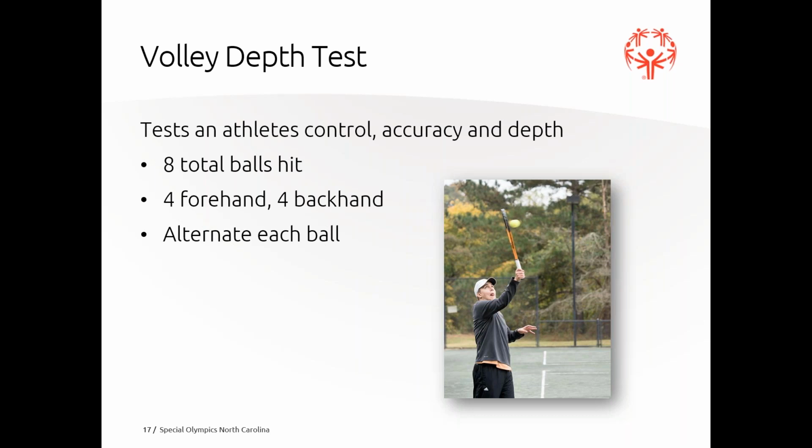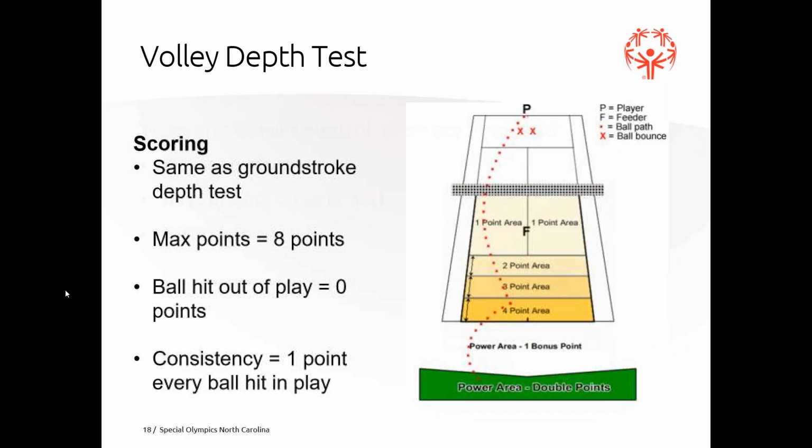The scorer and spotter will work together to locate the bounce of each ball and record the score on the score sheet based on the points areas laid out in the court already. Athletes will be scored for each ball hit. The volley depth test uses the same scoring as the ground stroke depth test.